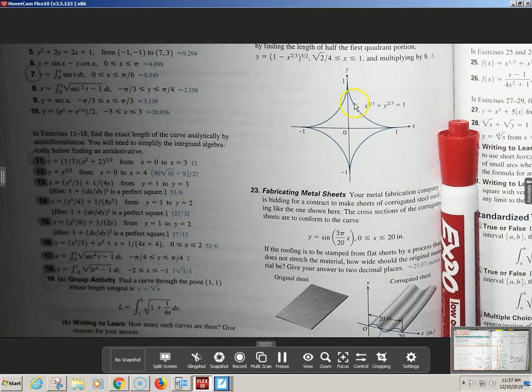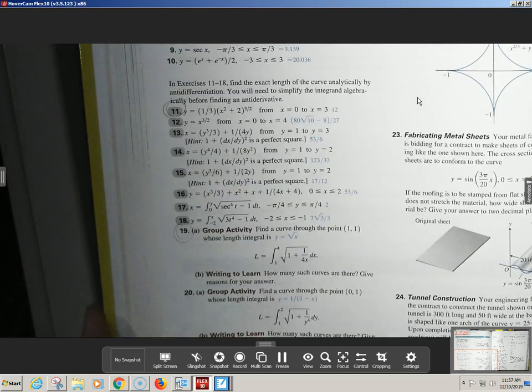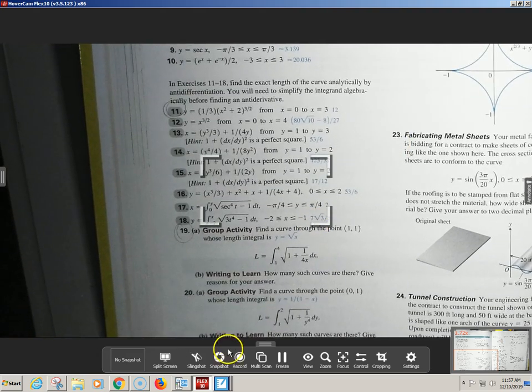If my computer shifts. This is a group activity. Sorry, you had a group of 1 last night.